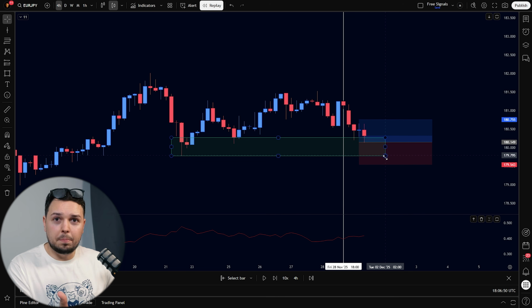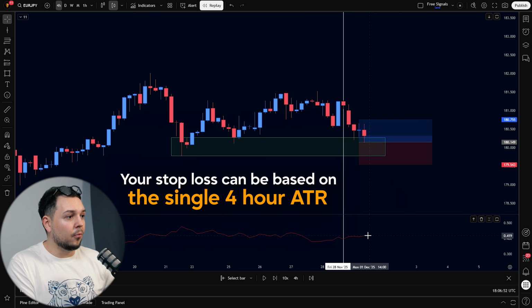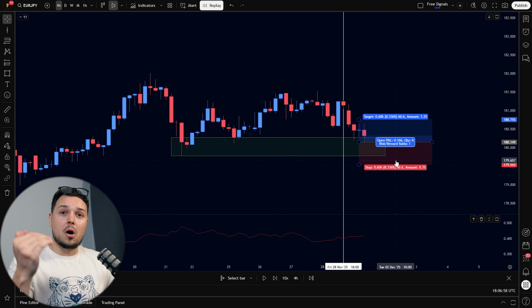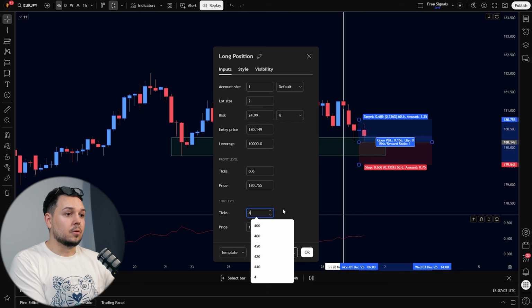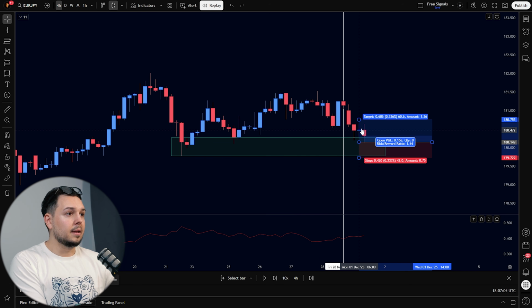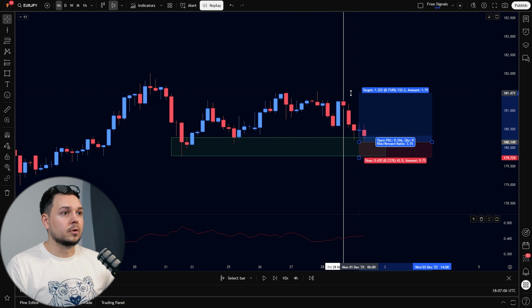And your stop loss now is just a 4-hour ATR. So 4-hour ATR is 420. The market has already been exhausted on the higher time frame. So this is our stop loss, and our target profit is of course somewhere at the very top of the swing, right?